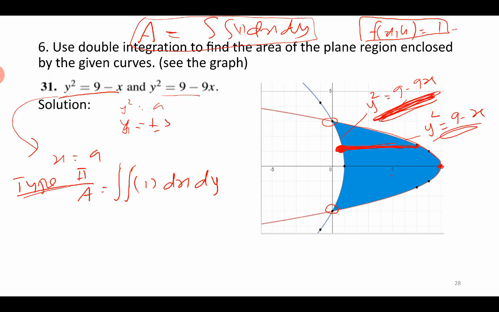What is it? X, y square is equal to, so how do you find x? Okay, this one I'm writing from this curve. It is given here y square is 9 minus 9x. So this is 9x is equal to 9 minus y square.